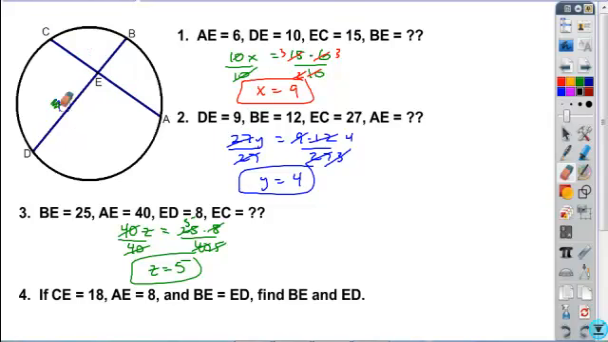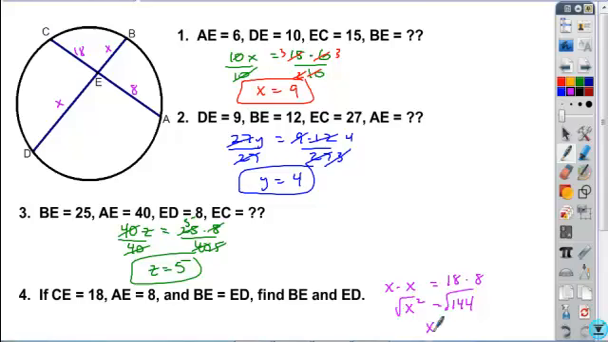All right, so if we look at this final example, CE is 18 and AE is 8, and BE and ED are equal to each other. So here I'm just going to call these each X. In looking at this, what you wind up getting is X times X is equal to 18 times 8. And if you multiply those through, you get X squared is equal to 8 times 10 is 80, 8 times 8 is 64, 80 plus 64 is 144.